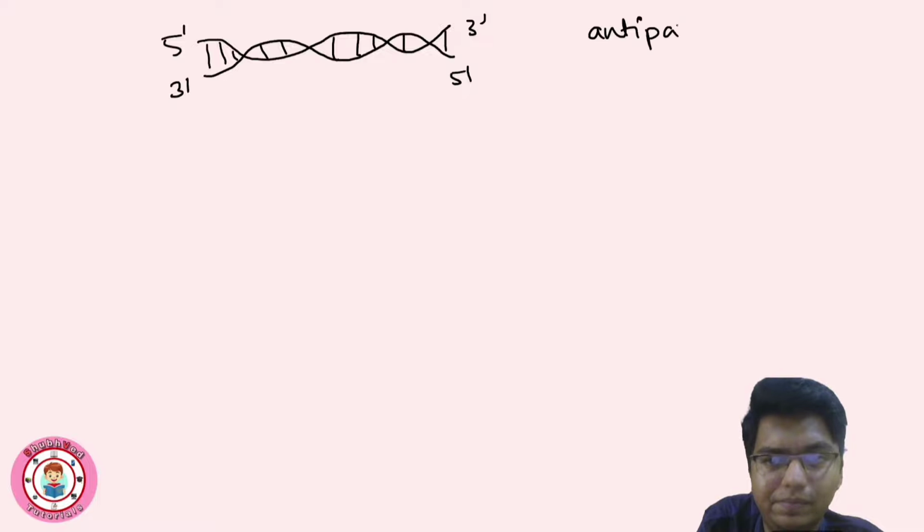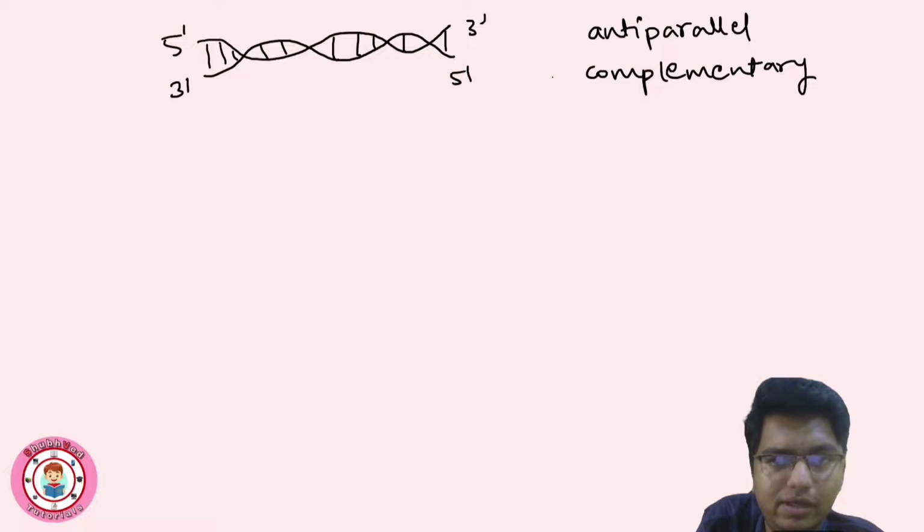Anti-parallel, then complementary. They are complementary to each other means base pairing. What we can say? Thus, they are double-stranded in nature, right? They are complementary and anti-parallel. So, let's start with DNA replication. What happens? Just an overview.